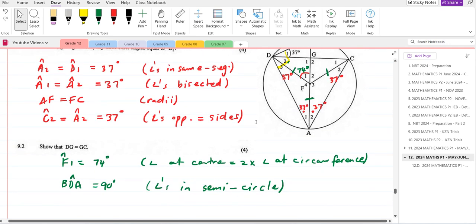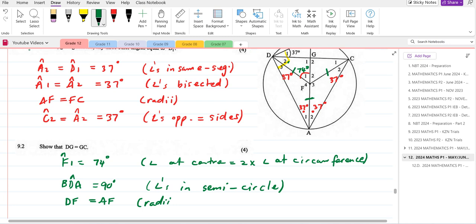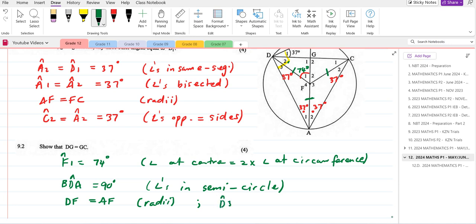Then we need to say DF equals AF. Why is DF equal to AF? Radii. So what we can say now from this is that angle D3 is equal to angle A1, which is equal to 37 degrees. Angles opposite equal sides, right? So those are the important ones, right?